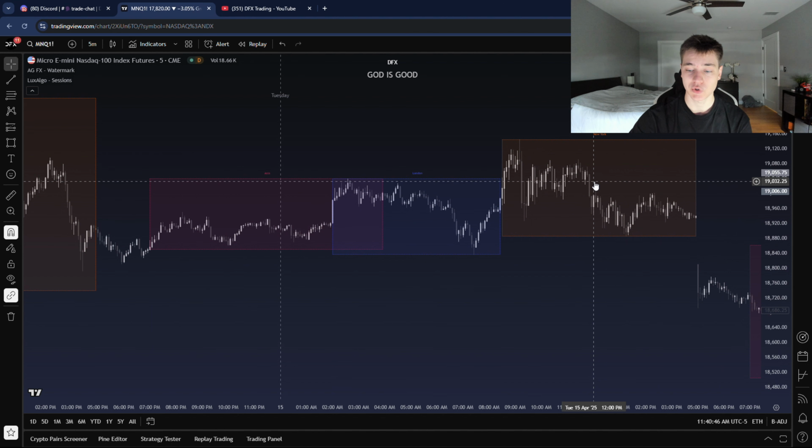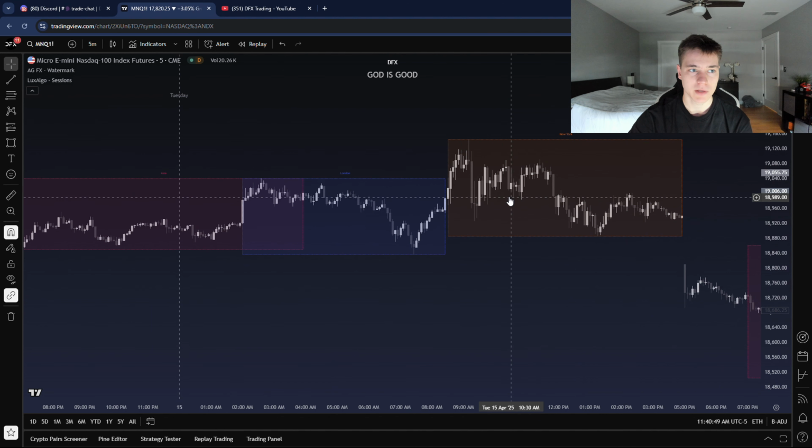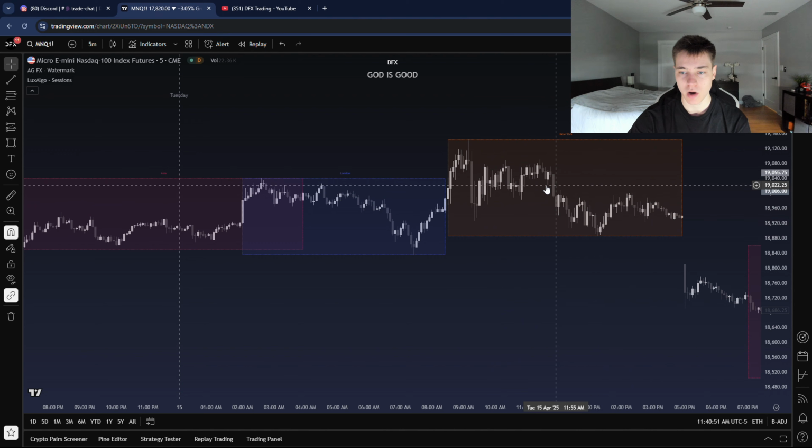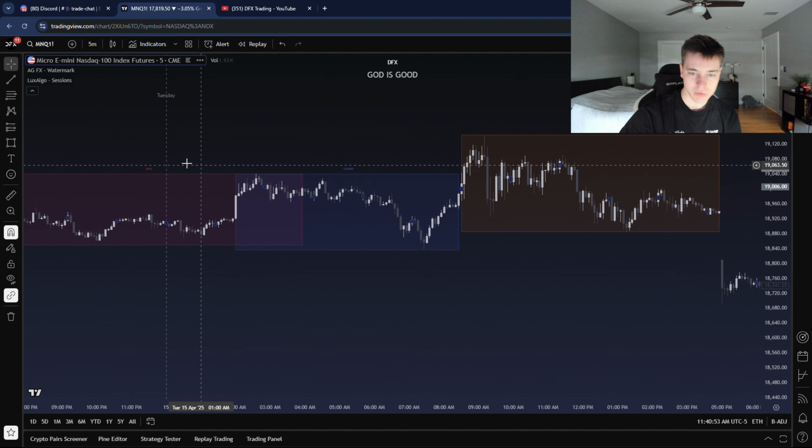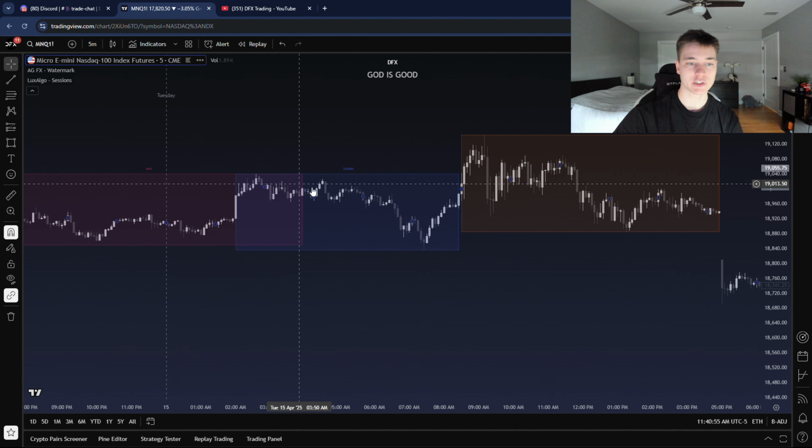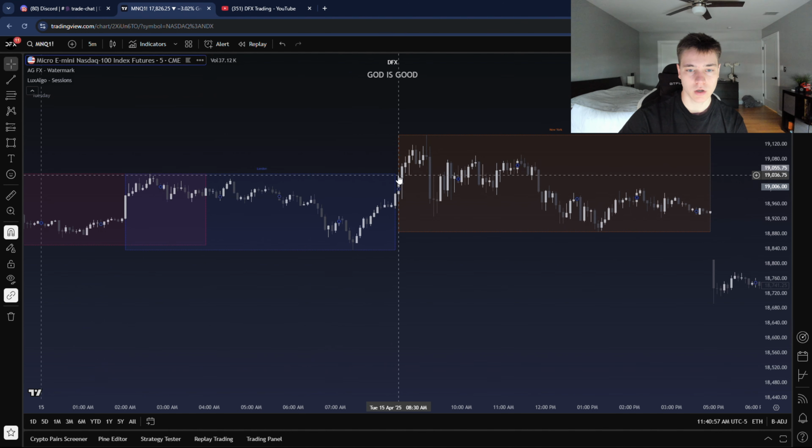So I ended up taking this trade. Very, very low volume, as you can see during London session. We basically chop around for the whole day. But what we do see is the sweep of London session and Asia session high, exactly what we were talking about. This is the manipulation leg. We got this 5-minute fair value gap right here.